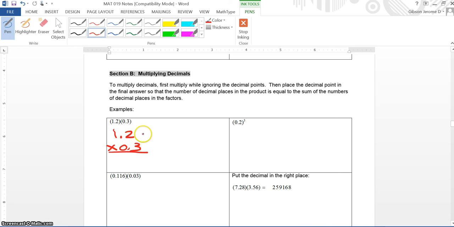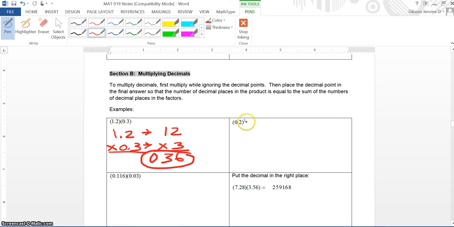So what this is saying is, let's first get rid of the decimal. 1.2 would become 12 and 0.3 would become 3. 3 times 2 is 6, and 3 times 1 is 3. So we have 36 here. Now we have to go back to the original problem and count how many digits we have behind the decimal. We have 1 here and 1 here, so that's a total of 2. So our final answer must have 2 digits behind the decimal. So it'll be 0.36 is the final answer.